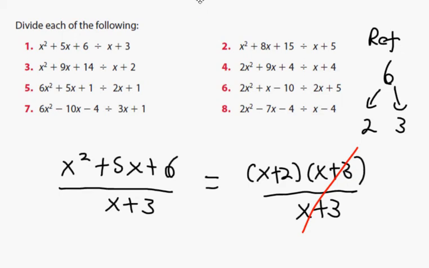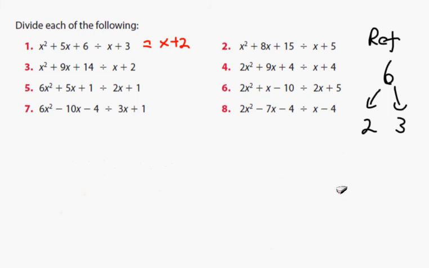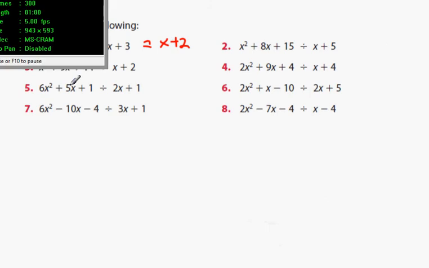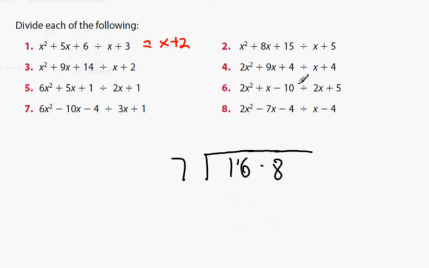The next method, remember that the answer is x plus 2. The next method is done like long division, okay? Now, if you remember long division, to do long division, what you used to do is this. You'd go 7 into 1 doesn't go. 7 into 16 goes twice. What you then do is you multiply the 2 by the 7. You get 14. You take away 14 from 16 and you get 2. You have a remainder of 2.